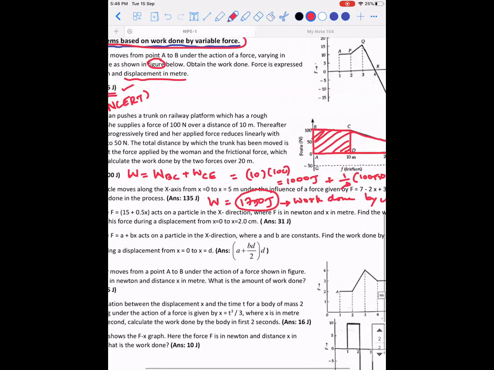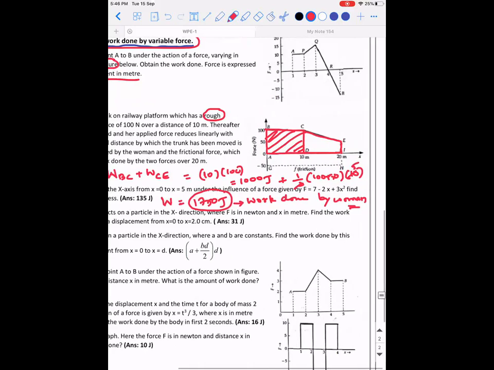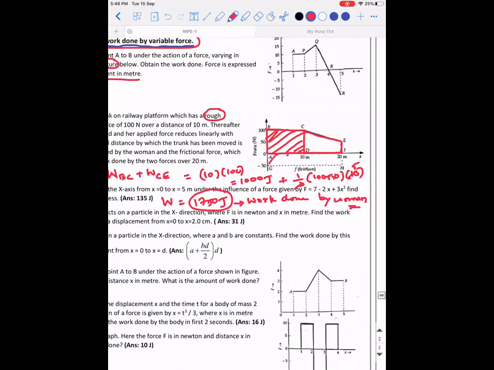But they have given an important point. They told it is moving on a rough surface. So when it is moving on a rough surface, there is friction that is going to be present, right? So what is the work done by friction, guys? So work done by friction will be equal to how much?